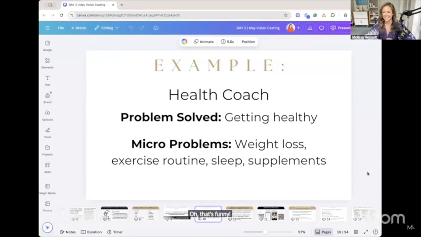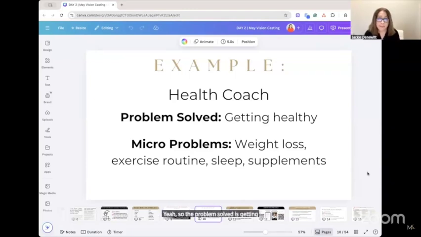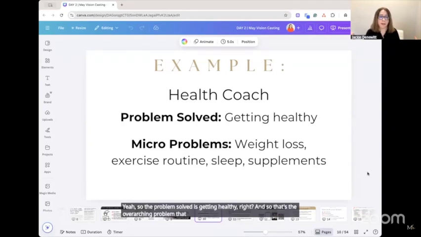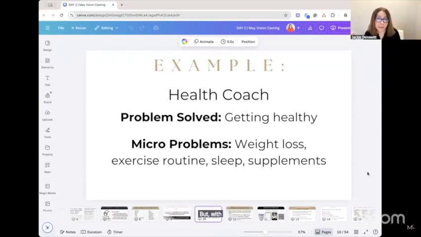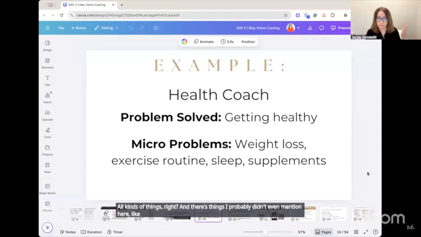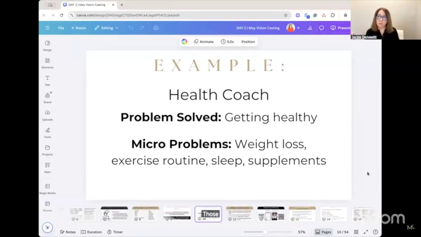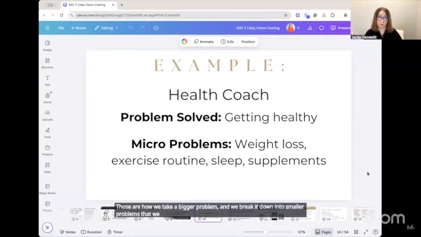So the problem solved is getting healthy, right? And so that's the overarching problem that this health coach solves. But with getting healthy, how many things does that encompass? All kinds of things, right? And there's things I probably didn't even mention here, like hormone balance, weight loss, supplements, sleep, exercise routine. Those are how we take a bigger problem and we break it down into smaller problems that we're going to solve for people.